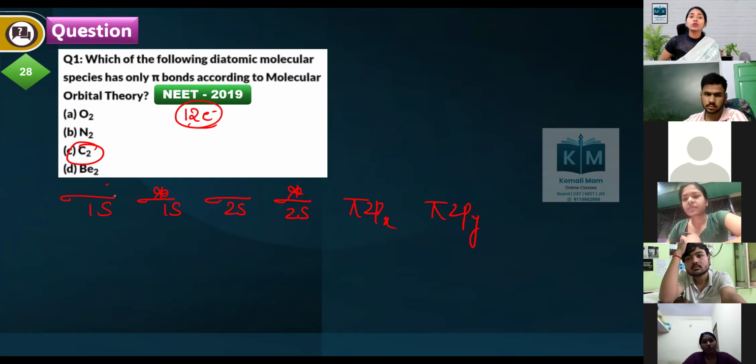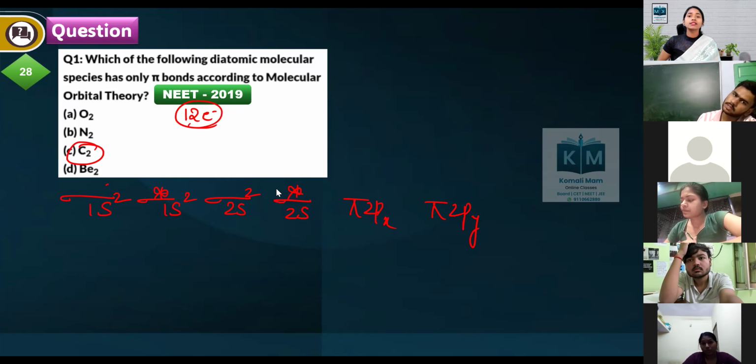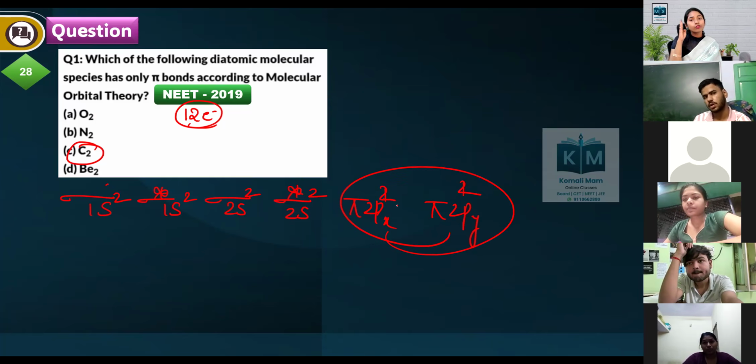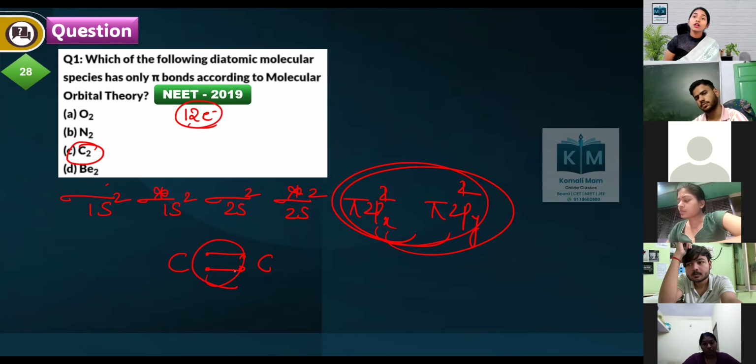Now, this is having a total of 12 electrons. 2 plus 2, 4. 4 plus 2, 6. 6 plus 2, 8. 8 plus 1, 9. 9 plus 1, 10. 11 and 12. So in the pi bonding orbitals, there are a total of 4 electrons. One carbon gives 2 electrons, another carbon gives 2 electrons. This is the combination in the C2 molecule. So only pi electrons are involved in this total 4 electron bond formation. The C2 molecule is the correct answer.